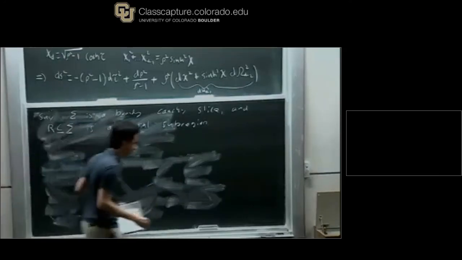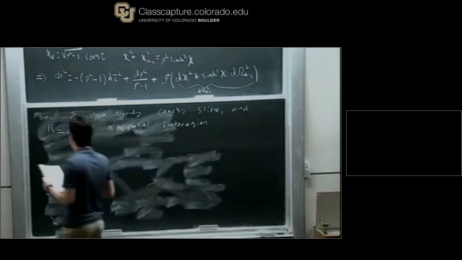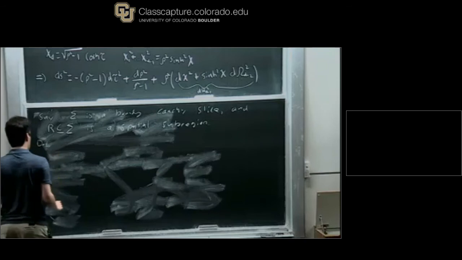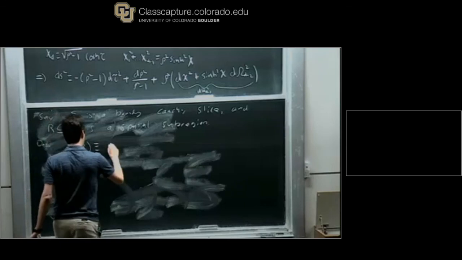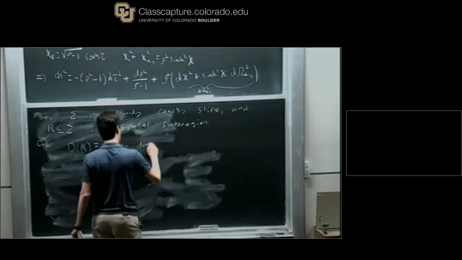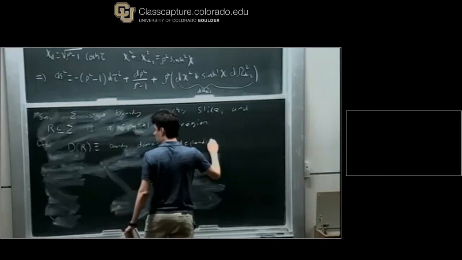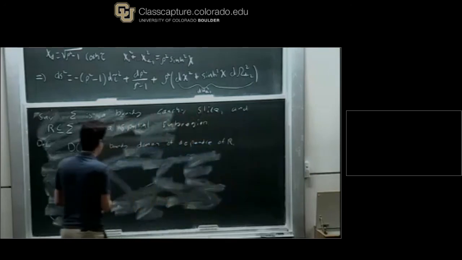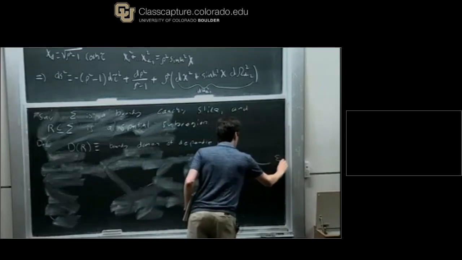But first I'm going to find a bigger piece of chalk. Okay. So the first definition: the domain of dependence of R, to emphasize, I'll call it the boundary domain of dependence of R. So this is sometimes called the causal diamond of R. Let me draw a picture. So here's sigma, and here's R.